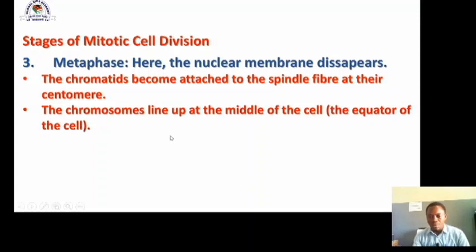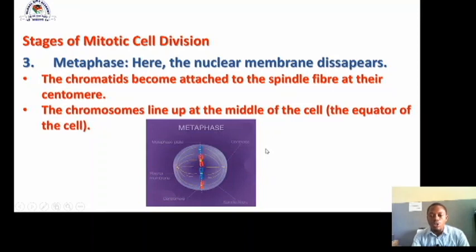And then the chromosomes line up at the middle of the cell. In other words, the chromosomes are aligned at the equator of the cell. That's one of the major features of this particular phase of cell division, especially in mitosis. So when you see the chromosomes aligned at the center, that is at the equator of the cell, that is called the metaphase. Now let's recognize the diagram from this picture.